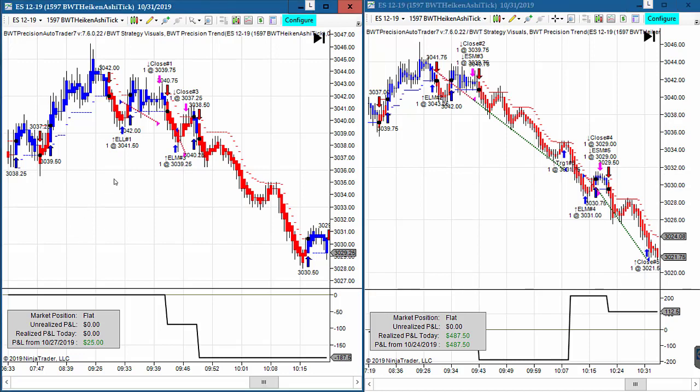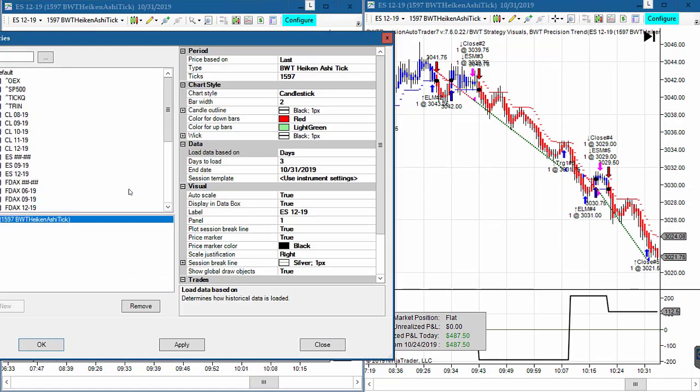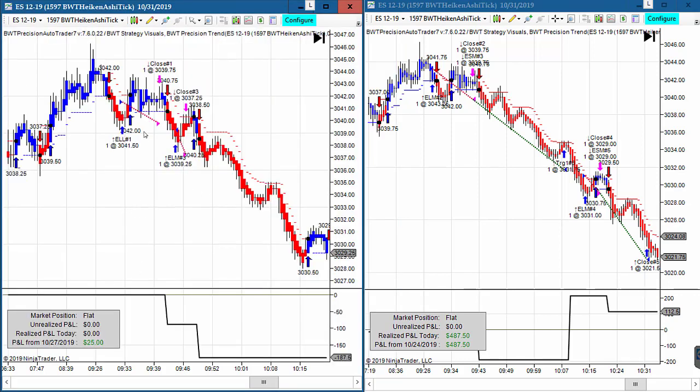Now on this chart on the left, the data series is use instrument settings, and I don't advise using this for trading because it's not the same data. It's not 24/7 data. It's slightly different. I'm also only going back 3 days here. Now, it's because of the data that the trades are different.